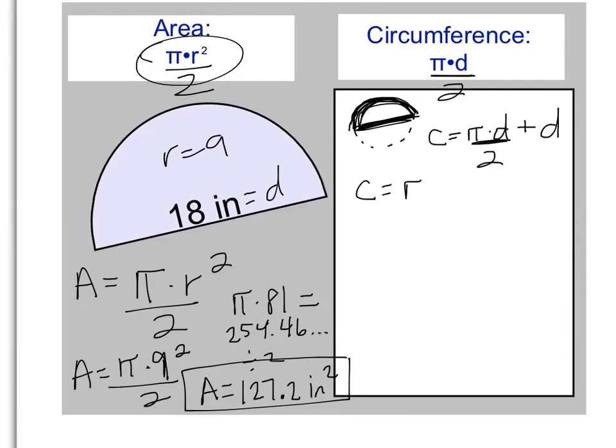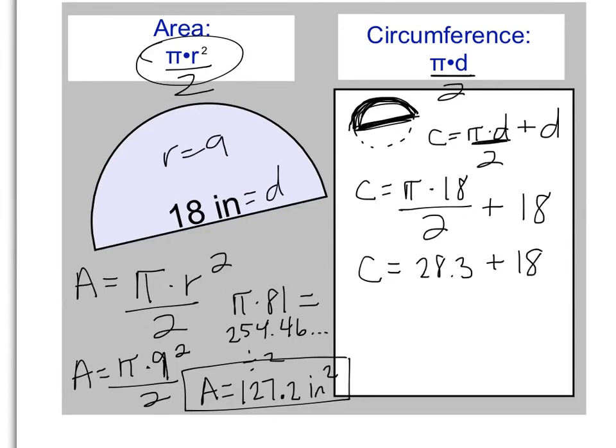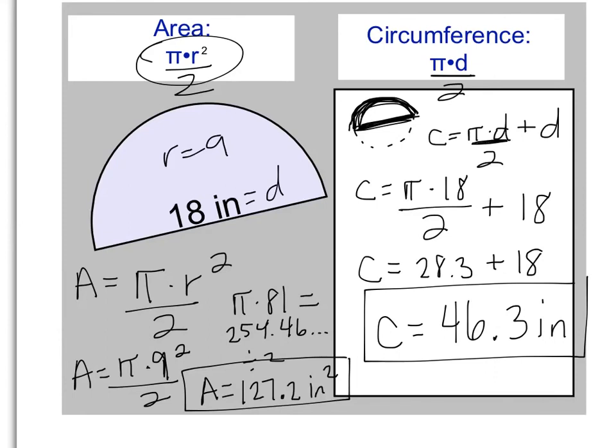So let's do this. Pi times 18 divided by 2, but then I'm going to add on that diameter of 18, or you could do this all separately. So first, to do just circumference divided by 2, I get 28.3. And then if I add on the diameter, I get a circumference of my semicircle of 46.3 inches. So don't forget to add on that diameter there. And again, since it's a semicircle, we're taking half of it. Replay this if that didn't make sense, to listen to it again.